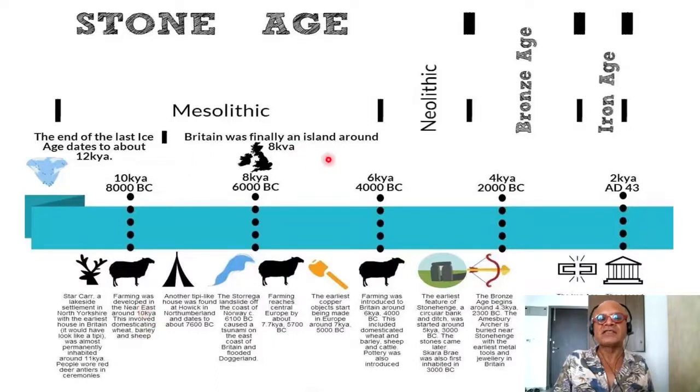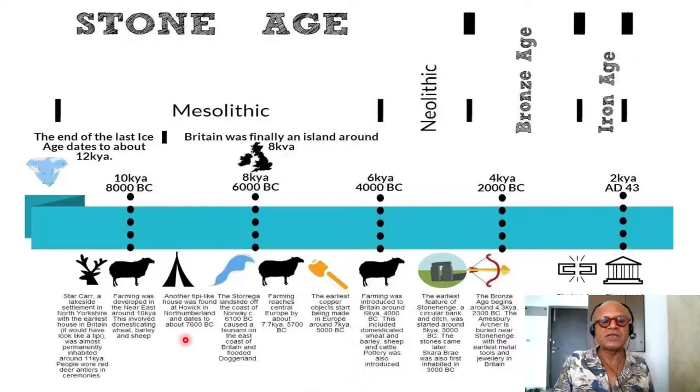So Britain was finally an island around 8 kilo years ago, because there was an event which cooled things, there was a dip, and then warming happened, so sea levels went back. When sea level dropped, the UK and mainland Europe would have been connected through a land bridge, but once sea level went up, Britain was finally an island.